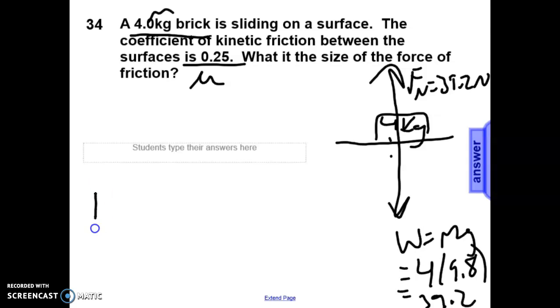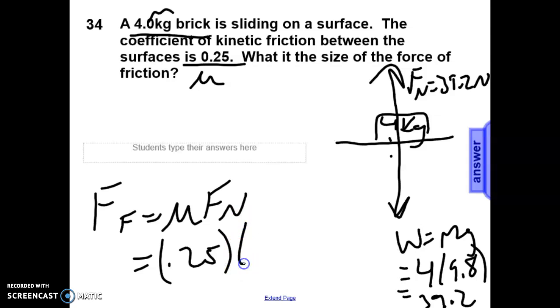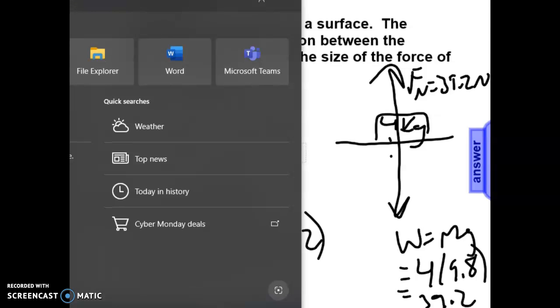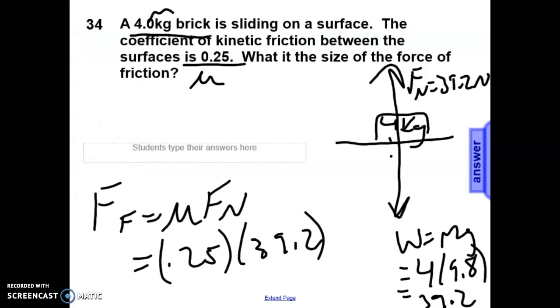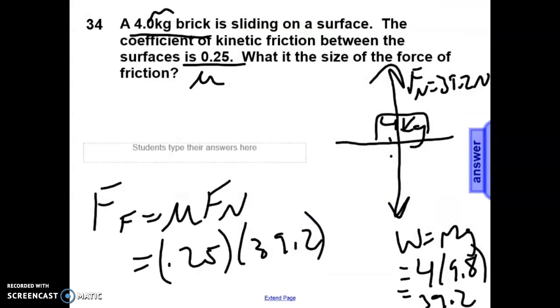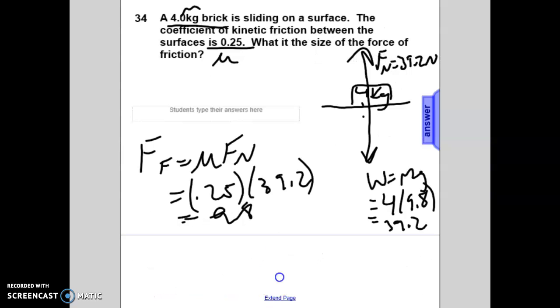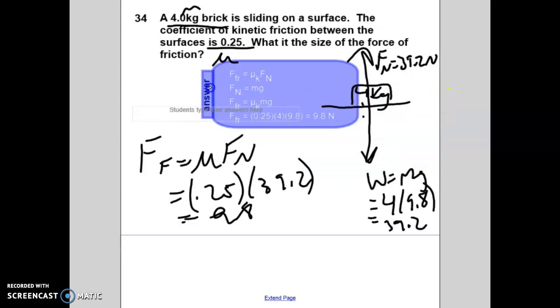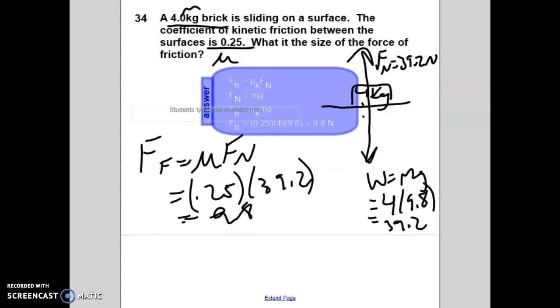So we can then calculate the force of friction. The force of friction is equal to mu times the normal force. The mu was given as 0.25, times the normal force, which is equal and opposite of the weight, 39.2. I'll pull out the calculator. If we do 0.25 times 39.2, the answer we get is that the force of friction is equal to 9.8 newtons.